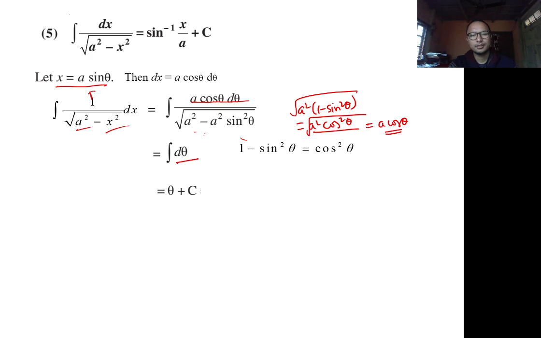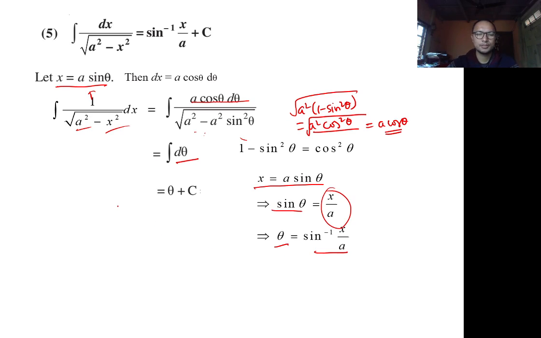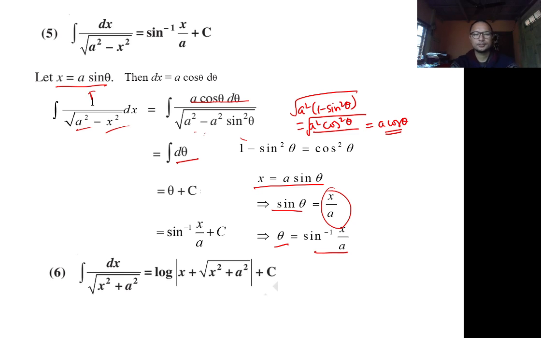But again, theta is in terms of x. We put x equals a sin theta, so sin theta is equal to x by a. So theta is sin inverse x by a. So let's put back: sin inverse x by a plus c. That's it. Now, next, I'm going to the next topic. Don't skip it, from your examination point of view, it's very important.